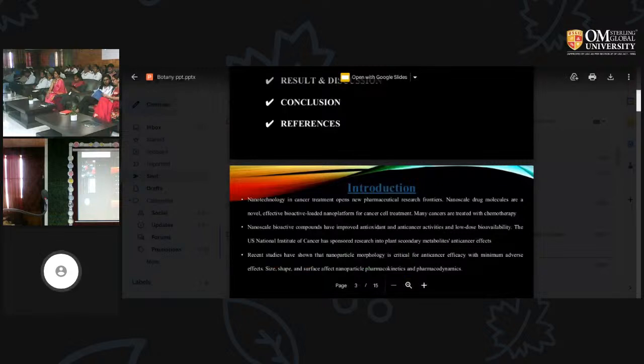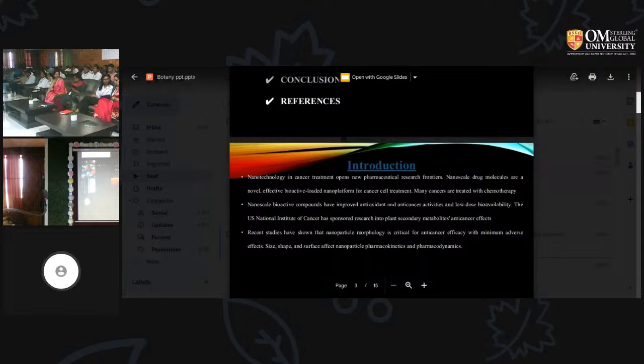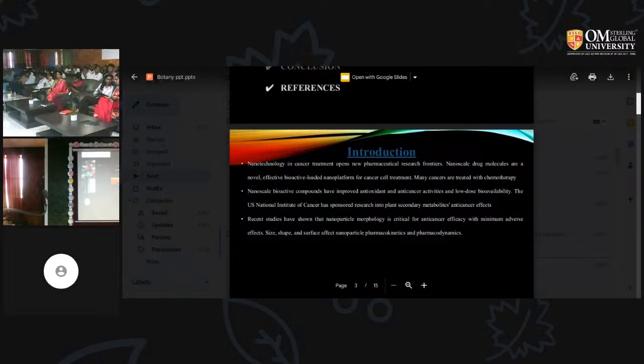Nanotechnology in cancer treatment opens a new pharmaceutical research frontier. Nanoscale drug molecules are a novel, effective bioactive loaded nano platform for cancer cell treatment. Many cancers are treated with chemotherapy. Nanoscale bioactive compounds have improved antioxidant and anti-cancer activities and low dose bioavailability. The US National Institute of Cancer has sponsored research into plants' secondary metabolites' anti-cancer effects.